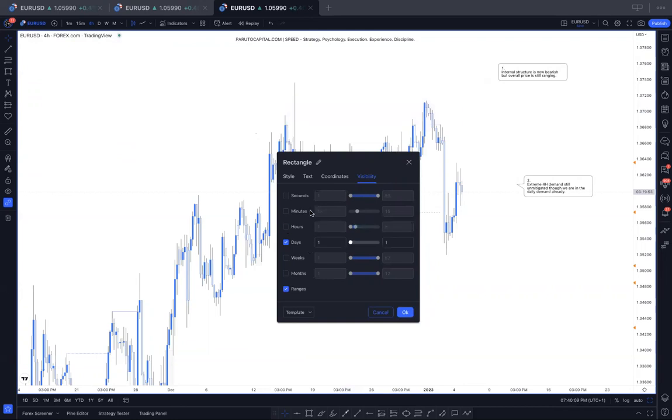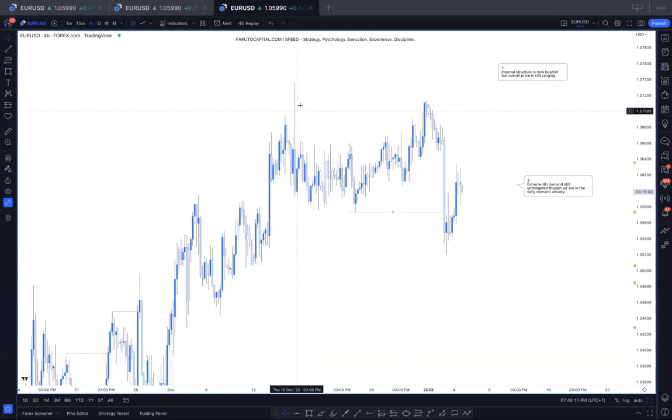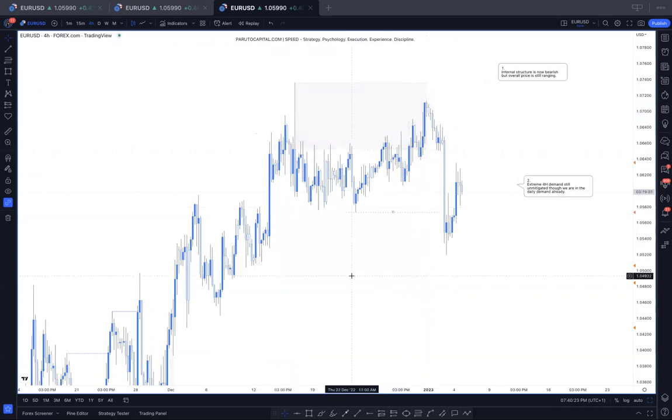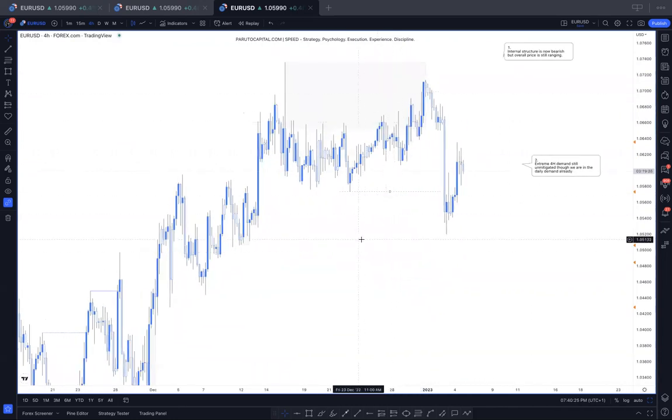For me, I usually will take it out because I want to draw my own 4 hour zone here. So I'll just draw the 4 hour here at the top. I'll just draw this and then I'll label it. I'll choose my POI, 4 hour POI. So you have that there. So I know that that's my 4 hour POI.